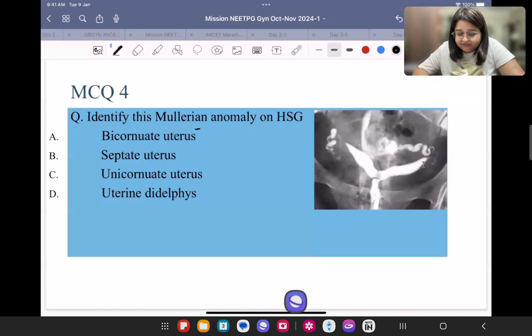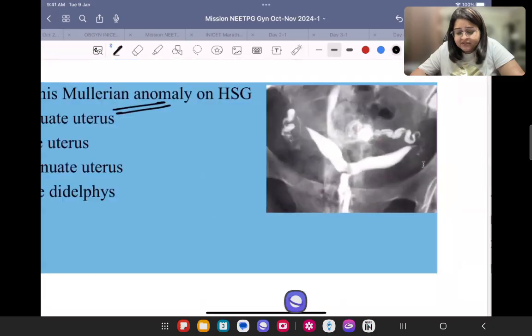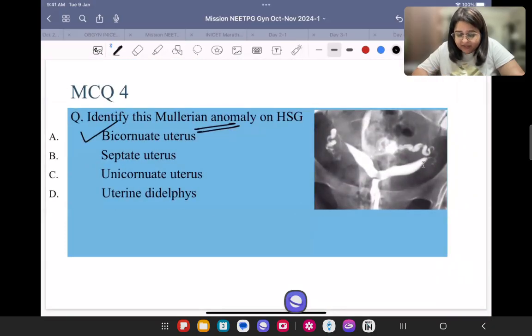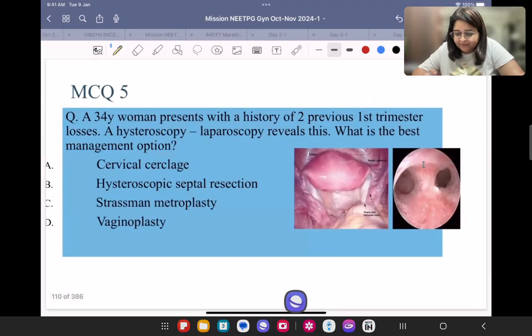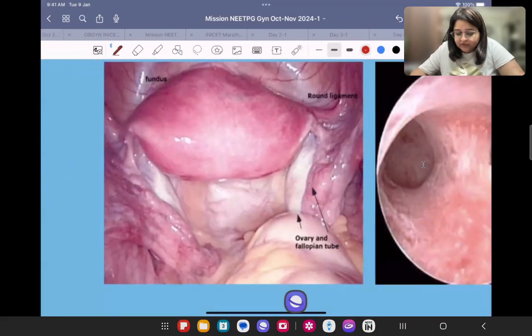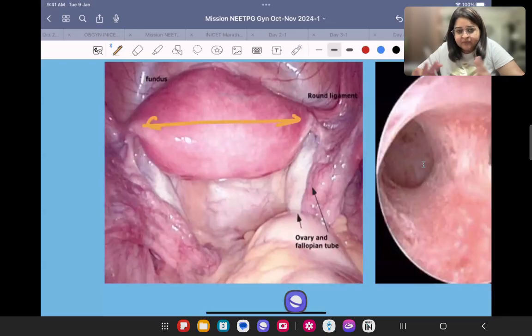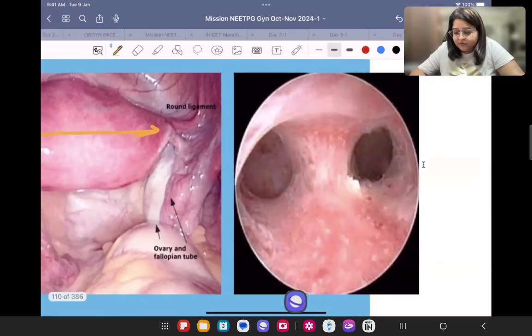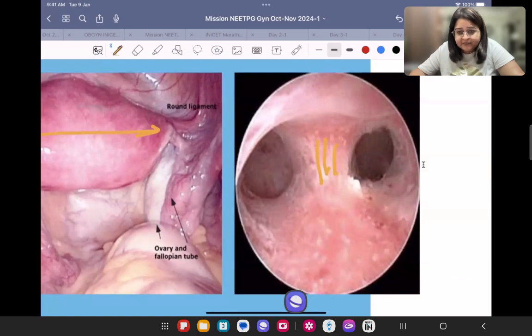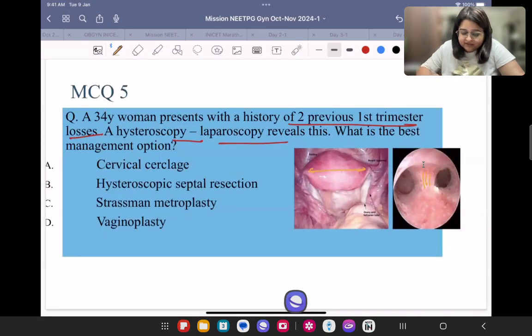Identify the Mullerian anomaly on HSG. What is this? This is a bicornuate uterus because the angle is very, very wide apart. A 34-year-old woman presents with a history of 2 previous first trimester losses. A hysteroscopy and laparoscopy reveal this. On laparoscopy, you're seeing a single fundus, but it's very broad. On hysteroscopy, is this septate or bicornuate? This is a septate uterus.